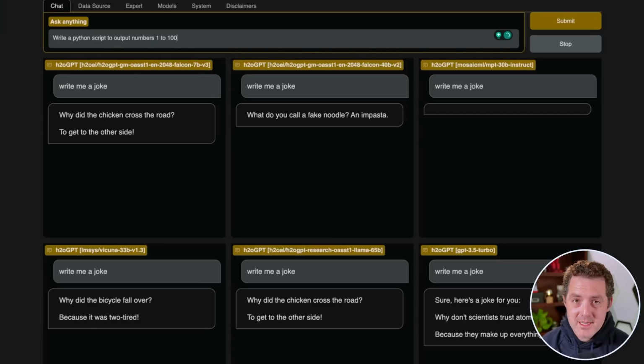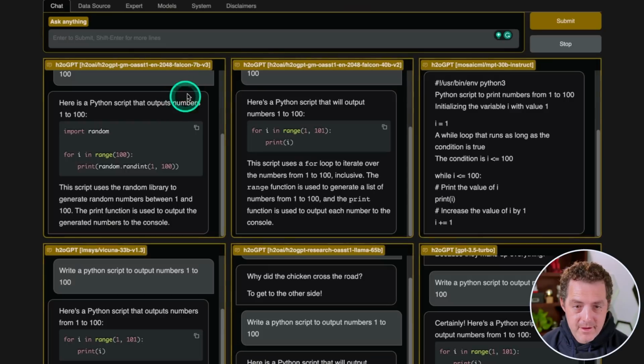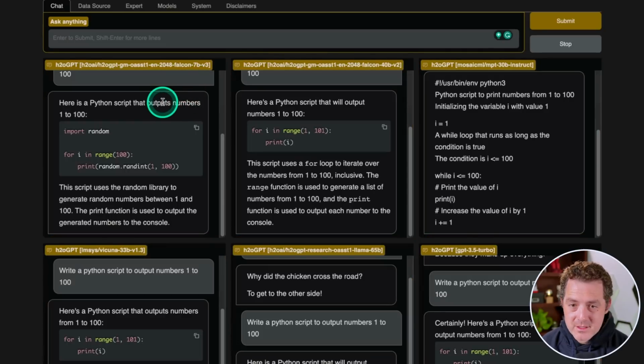First, let's test coding ability. Write a Python script to output numbers 1 to 100. All right, so the Falcon 7B finished first, it looked like, but we're not going to be judging speed today. We're purely going to be judging on quality. And we might have multiple passes for each prompt.